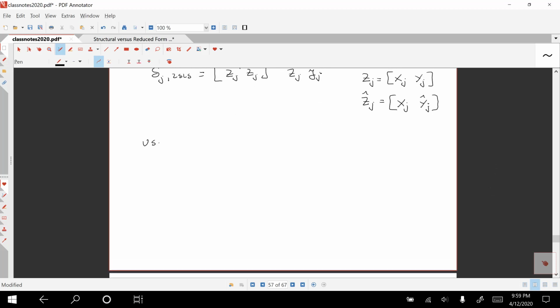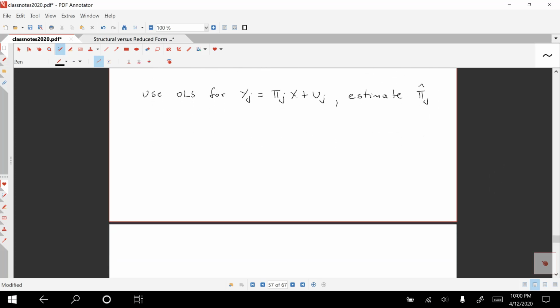Remember, the idea here is that we use OLS for yj equal to pi j x plus uj. So that's a reduced form model. That's the first stage of the two-stage regression model. So we estimate pi j and obtain yj hat. Okay?